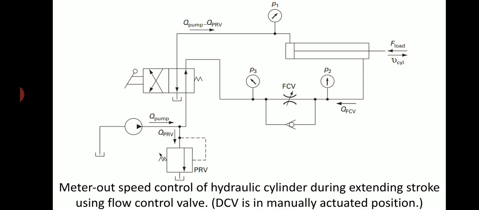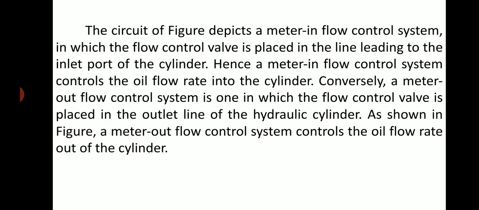Meter out speed control of hydraulic cylinder during extending stroke using flow control valve. Direction control valve is in manually actuated position. The circuit of figure depicts a meter in flow control system in which the flow control valve is placed in the line leading to the inlet port of the cylinder. Hence, a meter in flow control system controls the oil flow rate into the cylinder. Conversely, a meter out flow control system is one in which the flow control valve is placed in the outlet line of the hydraulic cylinder. As shown in figure, a meter out flow control system controls the oil flow rate out of the cylinder.